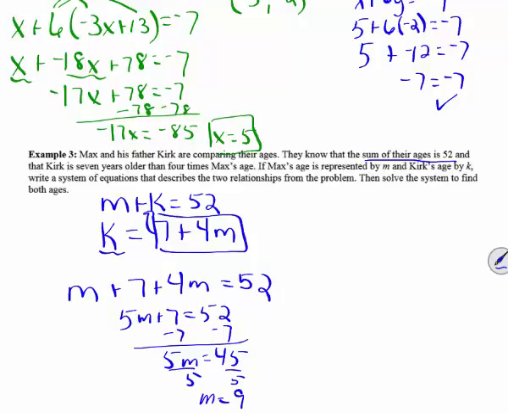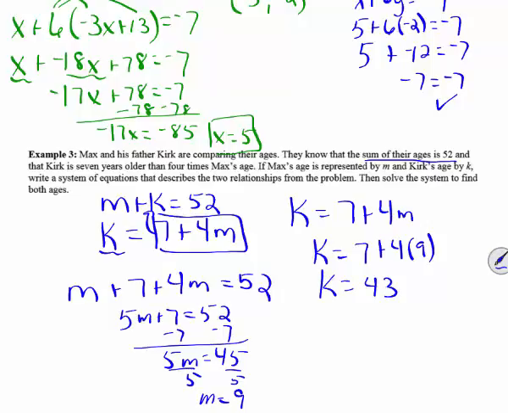All right, well now I have to figure out how old his dad is. And again, I can do the first, I can do the second. I'm going to do the second because it already has K equals. So 7 plus 4M. So 7 plus 4 times 9. Let's see, that's 36 plus 7 is going to give me 43. So Max is 9. Kirk is 43.